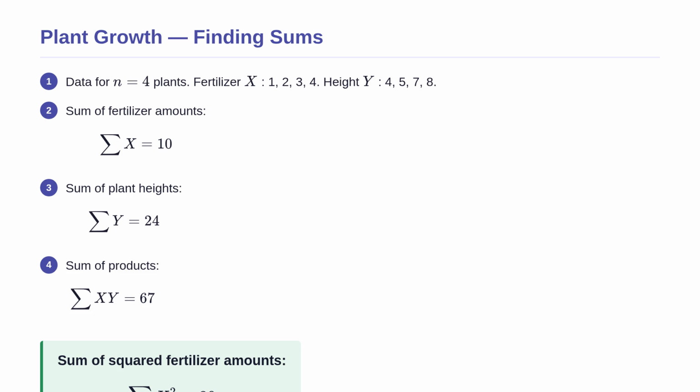Just like before, we quickly calculate our sums. The sum of the fertilizer amounts is 10. The sum of the heights is 24. Multiplying each pair and adding them gives a sum of products equal to 67. Finally, squaring the fertilizer amounts and adding them gives 30. These 4 numbers are all we need to build our model.